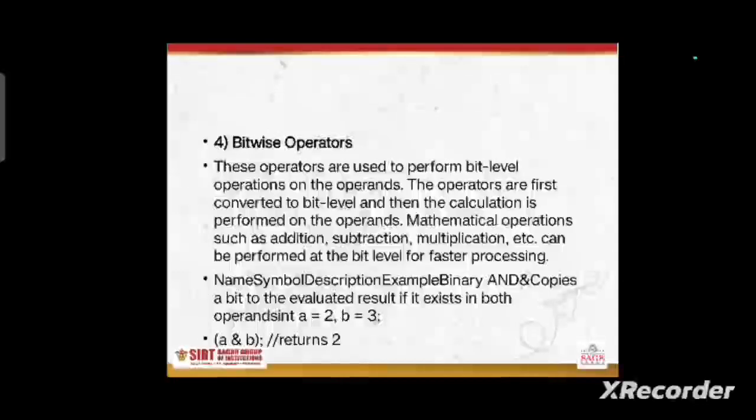And now the next category of operators is the bitwise operators. These operators are used to perform bit level operations on the operands. The operands are first converted to bit level and then the calculation is performed on them. Mathematical operations such as addition, subtraction and multiplication can be performed at the bit level for faster processing. Now binary and copies a bit to the result if it exists in both operands. If int a equals 2 and b equals 3, then it will give the result 2.